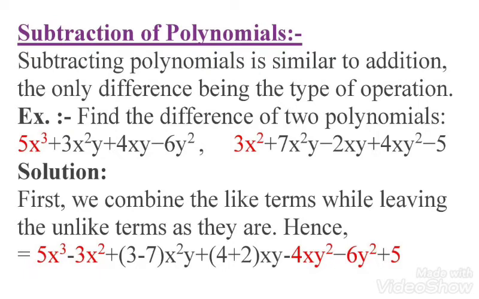First, we combine the like terms. Again, same as addition, here in subtraction, we combine the like terms while leaving the unlike terms as they are. Hence, 5x cube, it is an unlike term. 3x square of the second expression is again an unlike term, but here 3x square y and 7x square y, so we will go for 3 minus 7 because it is subtraction. 3 minus 7 x square y plus we see 4xy minus 2xy. Minus will be changed into plus. So 4 plus 2xy and the rest are the unlike terms.